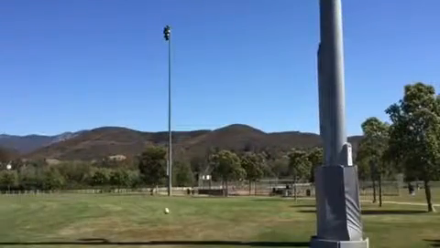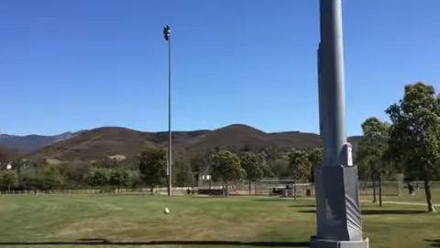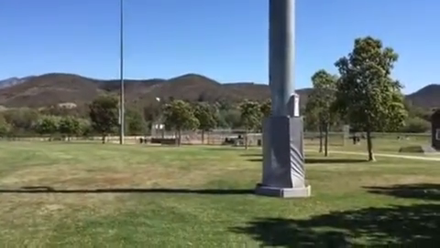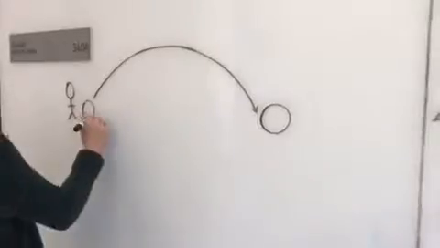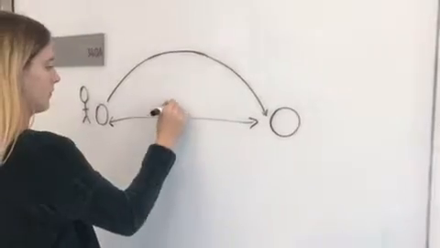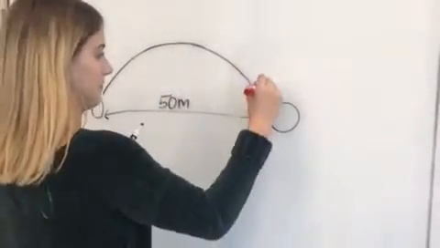Next, we are going to calculate the velocity of the ball just before it reaches the ground. We estimated that the ball traveled a total distance of 50 meters.